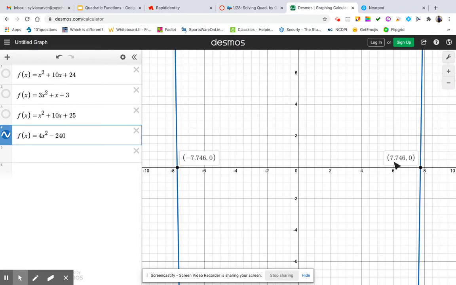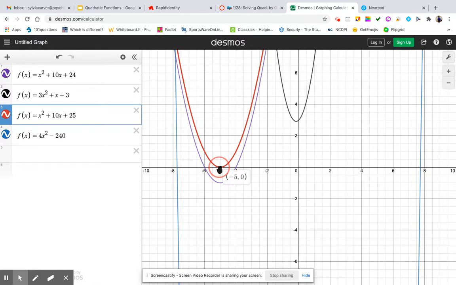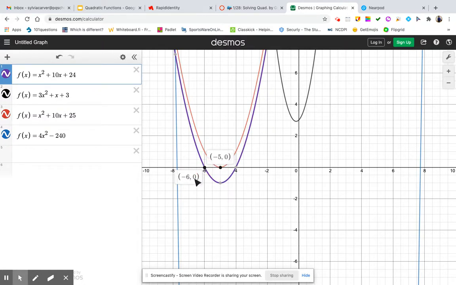Do note that for every single root, solution, x-intercept, 0 should be your y-coordinate. So if I put all of these up here at the same time, 0 should be your y-coordinate. If I look here, it's -5, 0. If I take a look here, this point is -6, 0, and this point over here is -4, 0. So when you're graphing, hopefully that'll stand out to you, that 0 should be your y-coordinate.